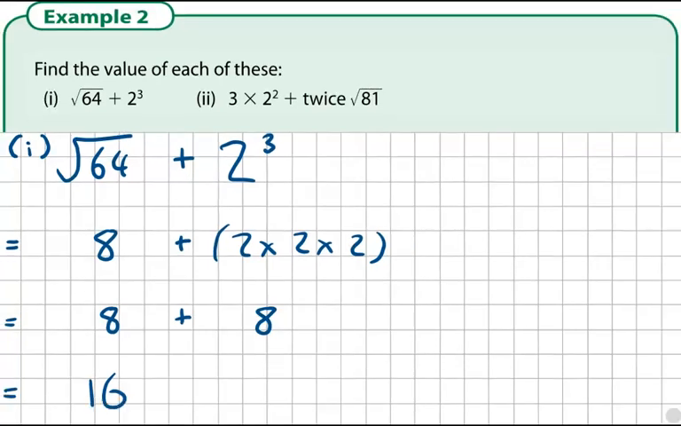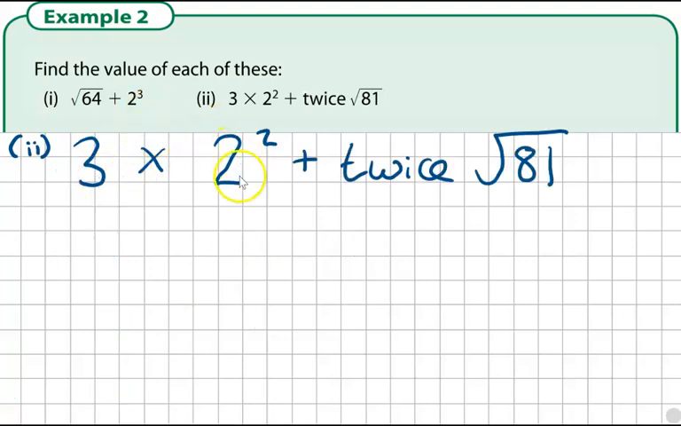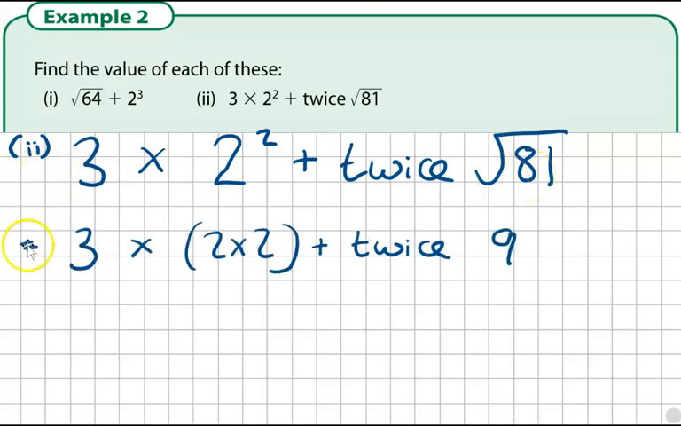And then part 2, we want to work out the value of 3 times 2 squared plus twice the square root of 81. So we bring down the equals and the 3 and the multiply. And then we're going to rewrite 2 squared as 2 times 2. We bring down the plus and the twice, and the square root of 81 is going to be 9, because 9 times 9 is 81, or 9 squared is 81.